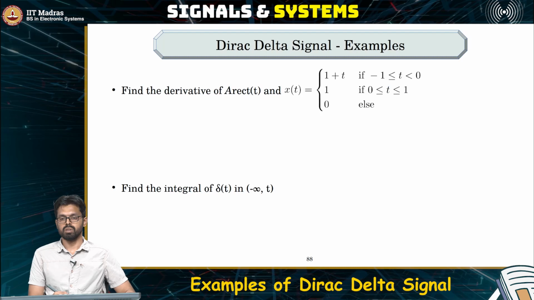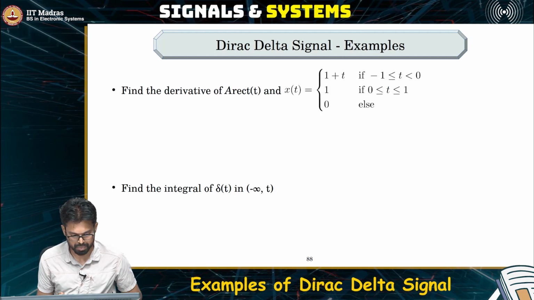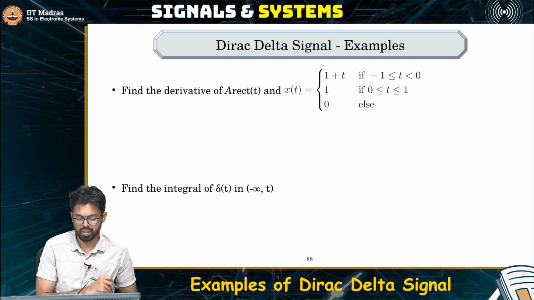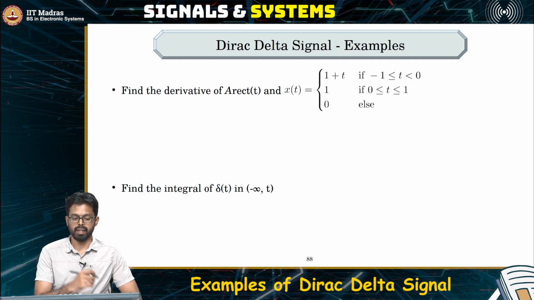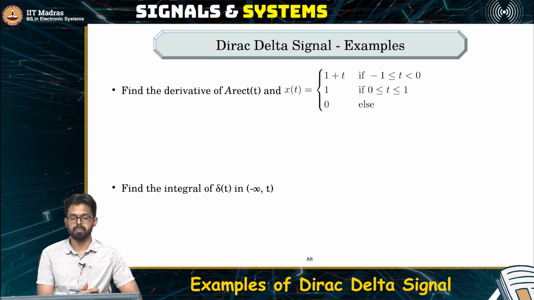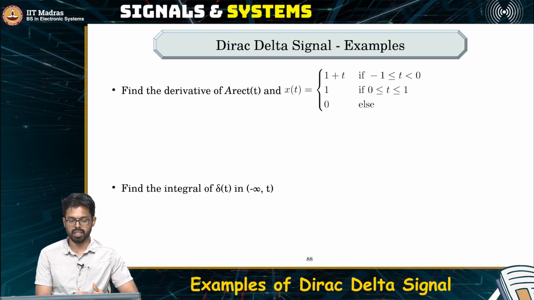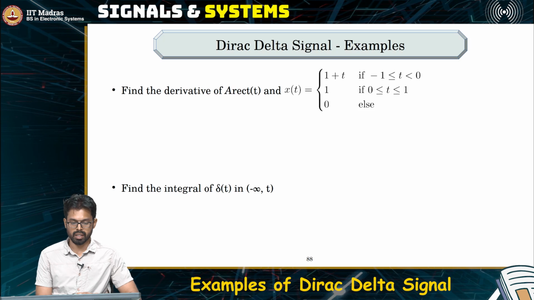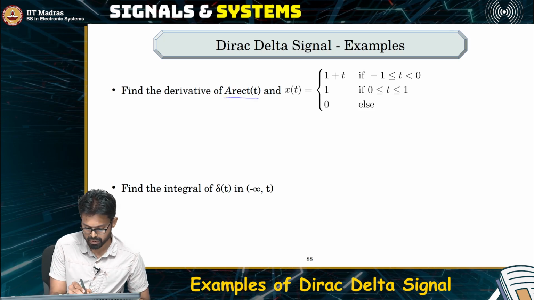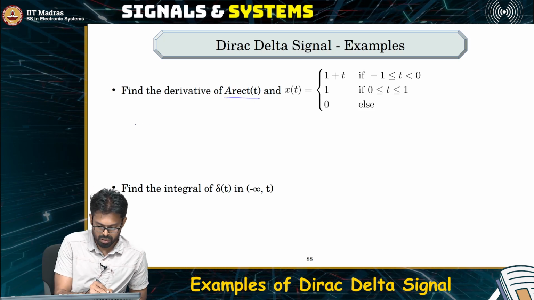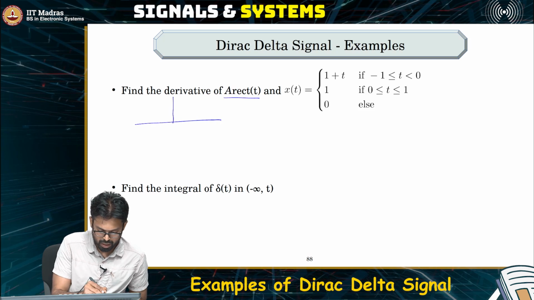Let's see some examples of how to use this Dirac Delta function. Remember, we said that it comes as a spike, which is basically nothing but whenever you take the derivative of something which is changing in amplitude instantaneously, then it results in the Dirac Delta function. Now let's take the derivative of this rectangular function.